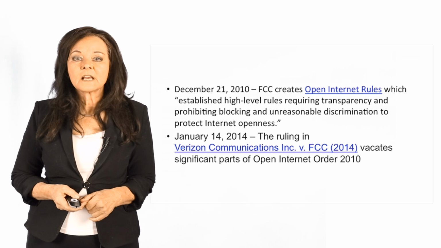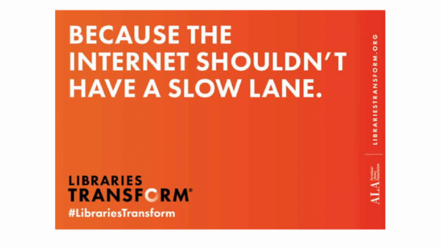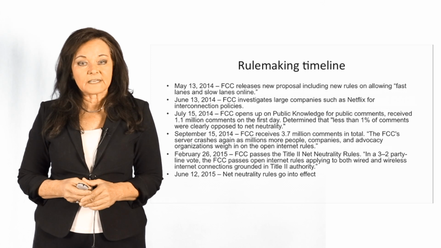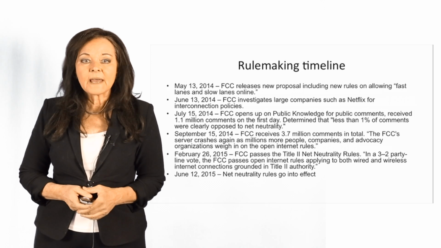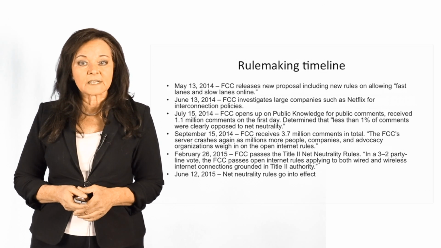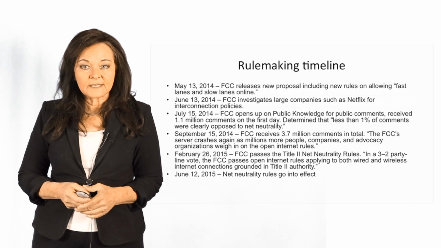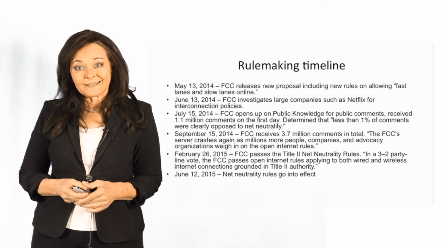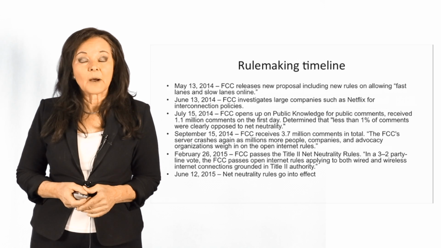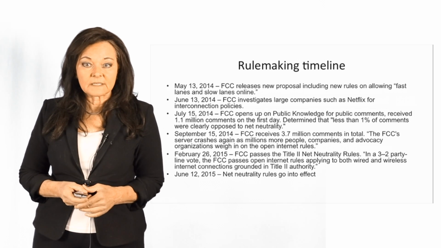Jump to May 2014 when the FCC releases newly promulgated rules. It allows the rules to have a fast lane and a slow lane online. June 2014, the FCC investigated large companies such as Netflix for their interconnection policies and how they were treating subscribers. In May and July 2014, the FCC opens up the docket for public comments, and any rulemaking requires a time for notice and comment. And so it was during this time they received 1.1 million comments, at one point crashing the site, ironically. And they also concluded that less than 1% of the comments were clearly opposed to net neutrality. So in September 2014, the FCC received 3.7 million comments.